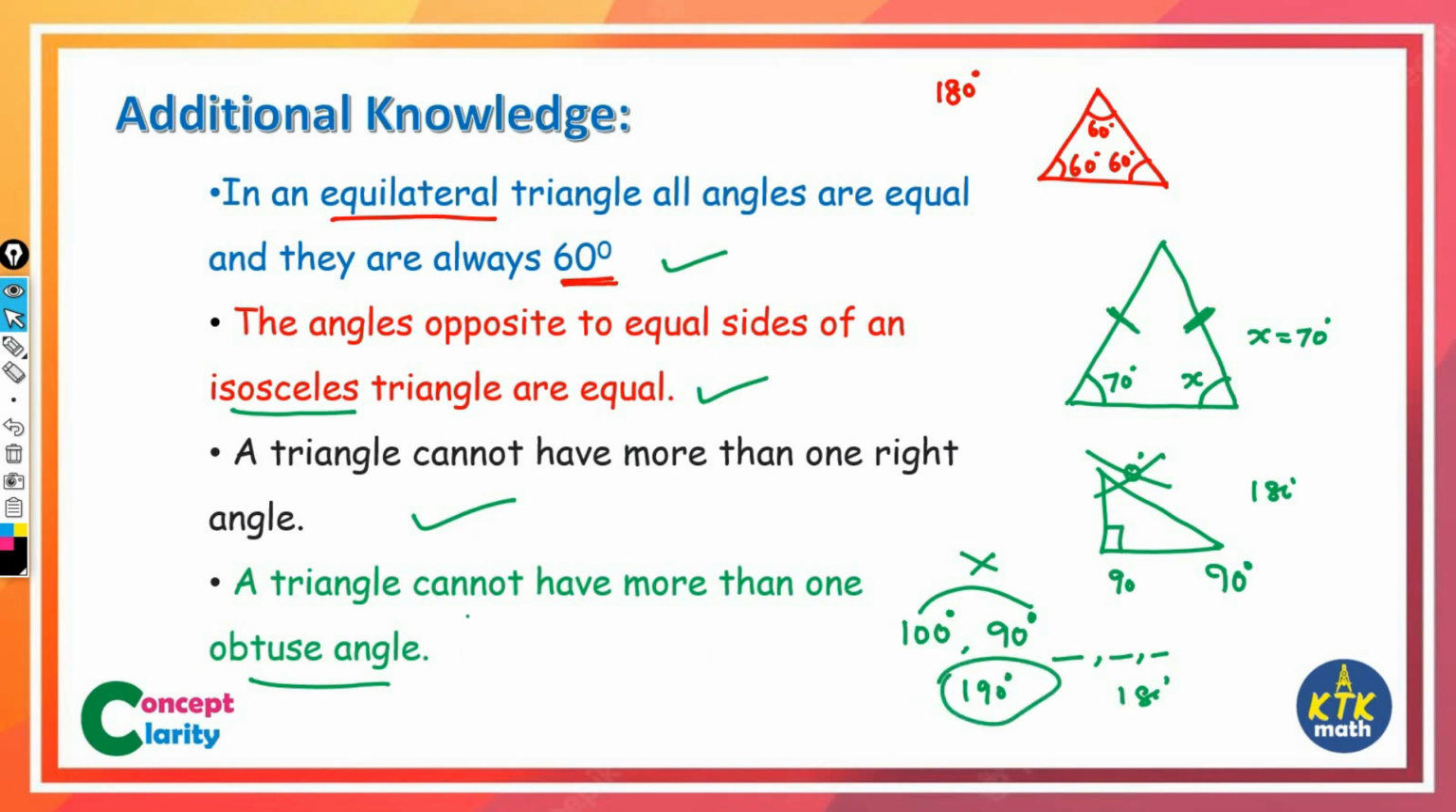So just make a note of these two key points. A triangle cannot have more than one right angle. At the same time, it cannot have more than one obtuse angle either. All these are take-home points when you are learning triangles and angles. I hope you understand all these concepts. I hope you understand how to solve the problems as well.